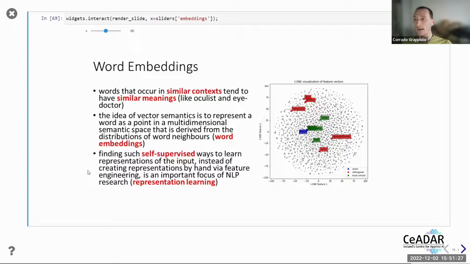So the idea of finding creative ways of self-supervised learning, to learn semantic representations of words, is of paramount importance in NLP. And this whole task of self-supervised learning belongs to the realm of representation learning. So learning a way to represent data in a latent space that can be used by neural networks in our case, or by deep learning approaches.